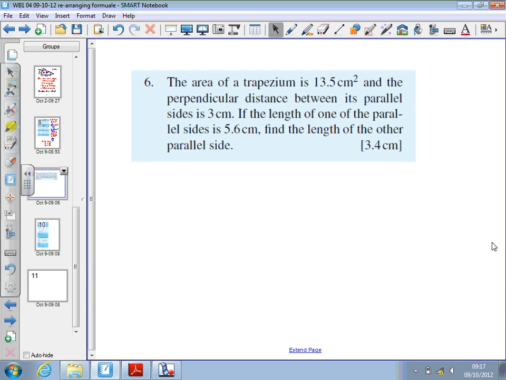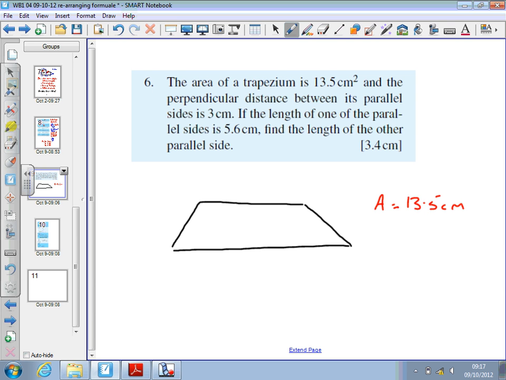So if we read it, you've got a trapezium, and the area is 13.5. I don't know what shape the trapezium is going to have, but whenever I have a problem, particularly when the problem starts to get more complex, I'd always draw it. So the area is 13.5 square centimetres. The perpendicular distance between its parallel sides, these are the parallel sides of the trapezium, and we use these little arrows to denote that they're parallel, is 3 centimetres. So I know this distance here is 3 centimetres.